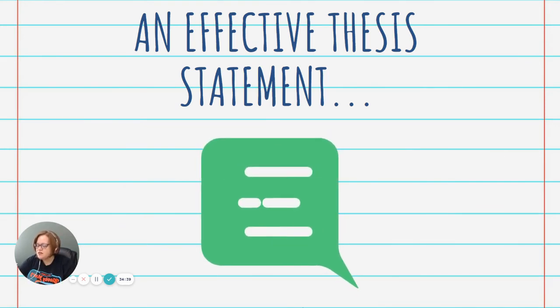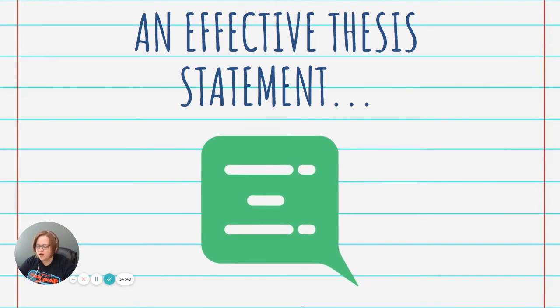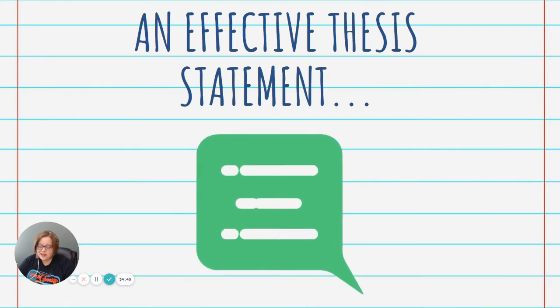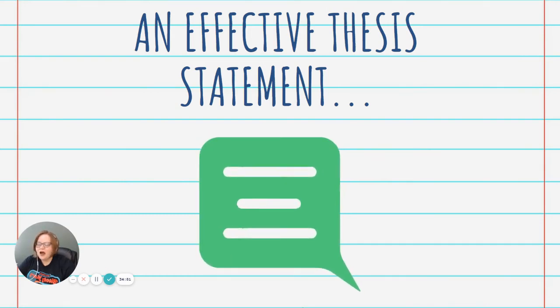An effective thesis is going to offer an original perspective on your topic as well. We talked about this earlier, about the topic and the angle. It needs to give me something new. I need to know where you're going with it. You're also going to avoid making an announcement. "I will argue." I know. That's why you're writing the thesis statement to begin with. You're going to argue with it, so don't tell me that.